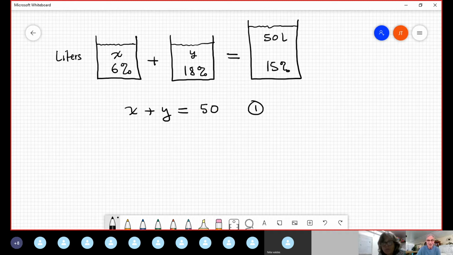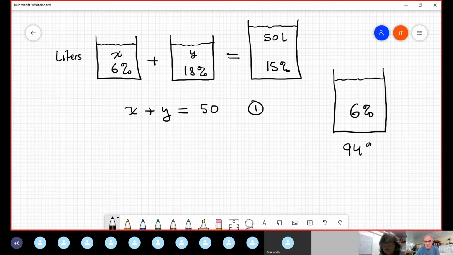But I try to understand what 6%, 18%, and 15% represent. When you say one solution is 6%, that means 94% is just pure water, and the remaining 6% represents the pure bleach.